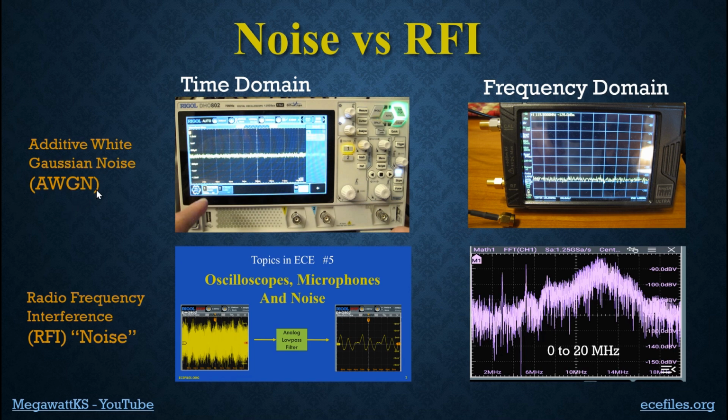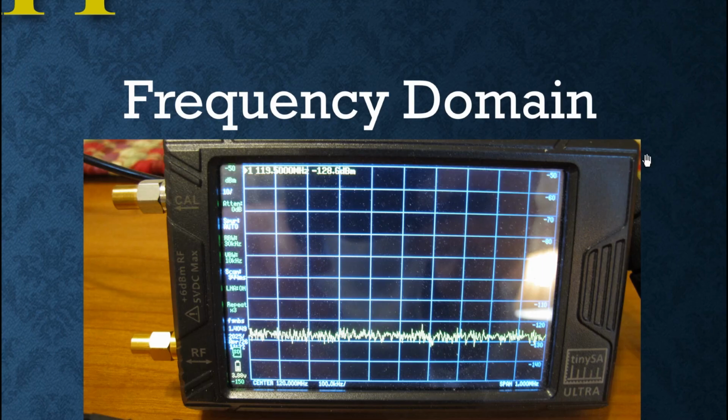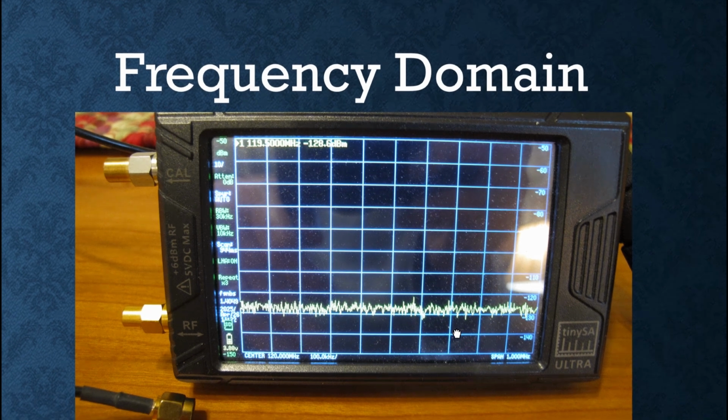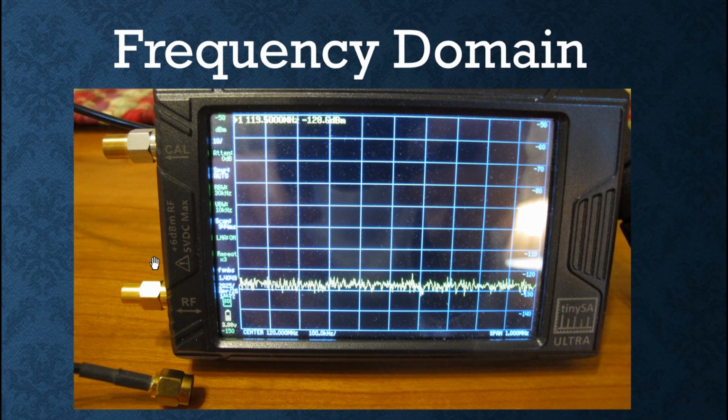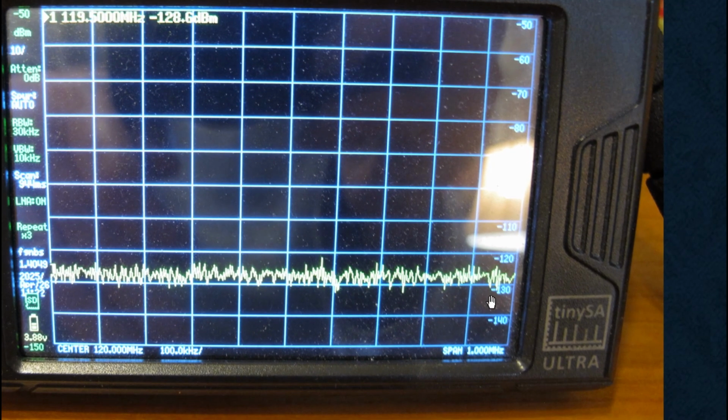Now, for looking at additive white Gaussian noise in the frequency domain, and especially at radio frequencies, we often use spectrum analyzers. So here is a tiny SA Ultra model. This is a very good low-cost spectrum analyzer that you can buy these days for about 150 bucks. And I have it terminated with a 50 ohm load, so it's not getting any signals. And the level that we see here is about minus 128 dBm. So this is minus 130, this is minus 120. It's about minus 128 dBm.